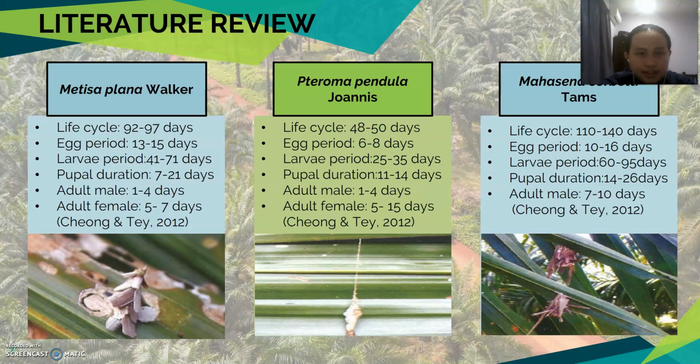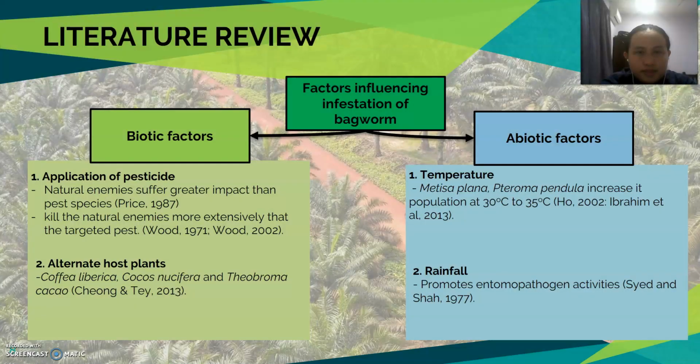These are the life cycles of Metisa plana, Pteroma pendula, and Mahasena corbetti, according to Cheong and Tay in 2012. There are 2 factors influencing the infestation of bagworm, which are the biotic and abiotic factors. For the biotic factors, the first one is the application of pesticide. According to Prince in 1987, one of the widely recognized consequences of the application of pesticides is that natural enemies suffer greater impact than the pest species.